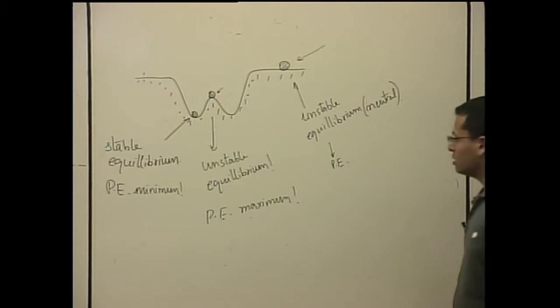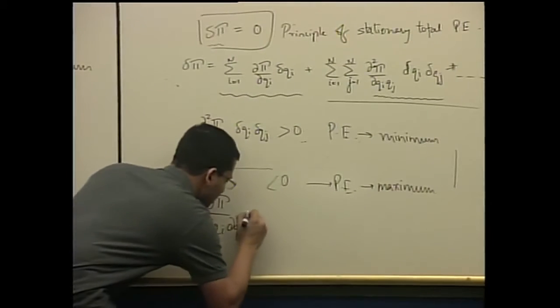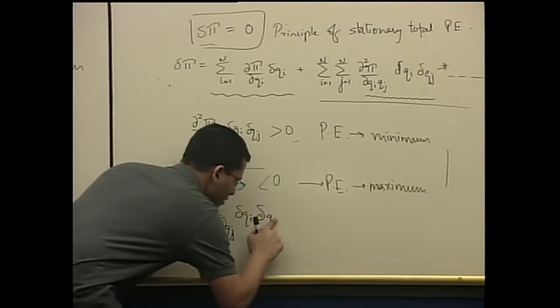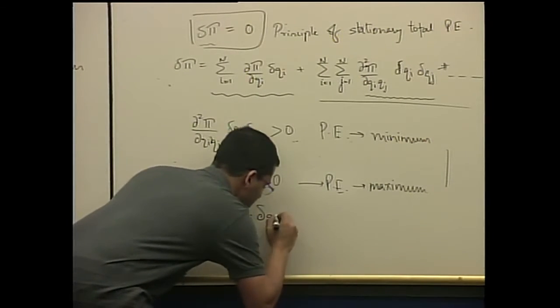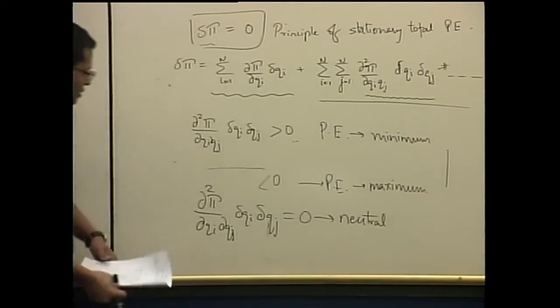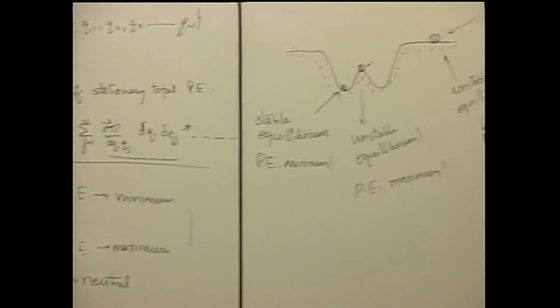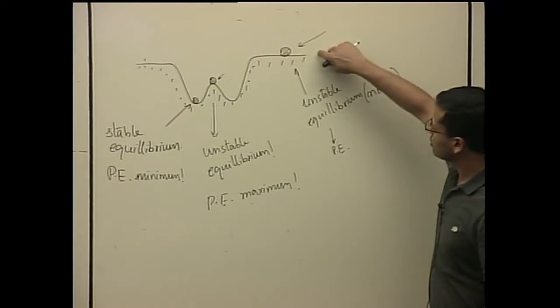And for the potential energy, what can we say? We can say that the second differential of the potential energy with respect to its generalized coordinates is equal to 0. So if the second order differential of the potential energy with respect to the generalized coordinates is 0, then you have a neutral equilibrium, which is this situation here.